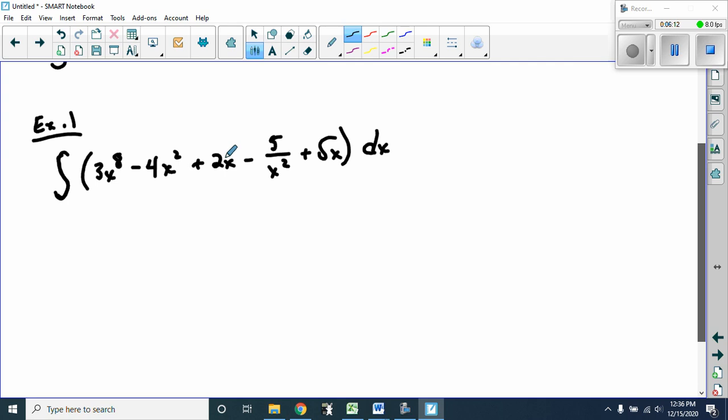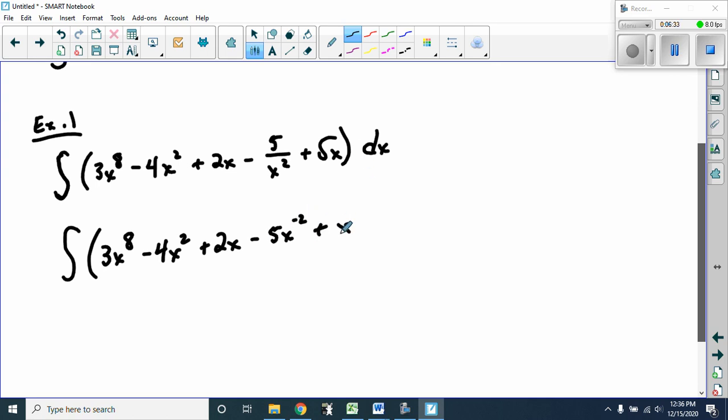This is not all written as powers right now. These first three terms are, but this one is not. The x squared on the bottom, root x. So let's go ahead and rewrite this before we integrate. So 3x to the 8th, that's okay. 4x squared is okay, plus 2x. Let's write this as 5x to the -2nd, and root x as x to the 1/2.